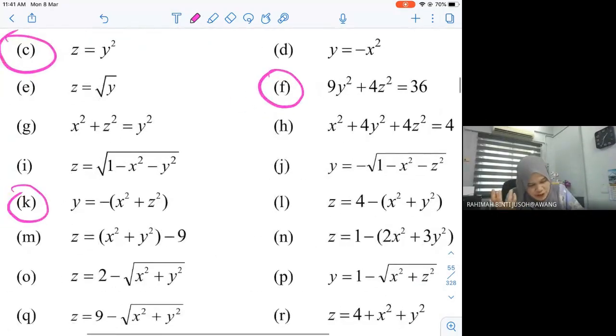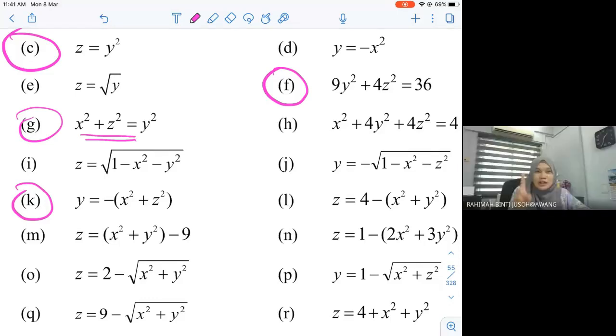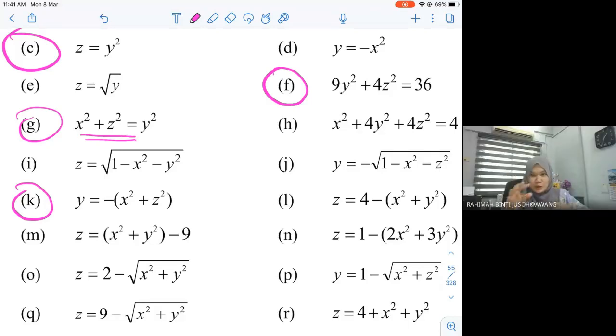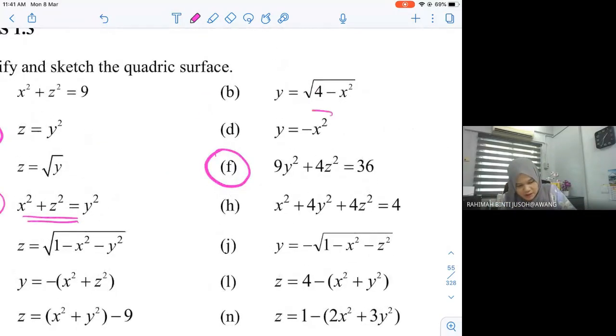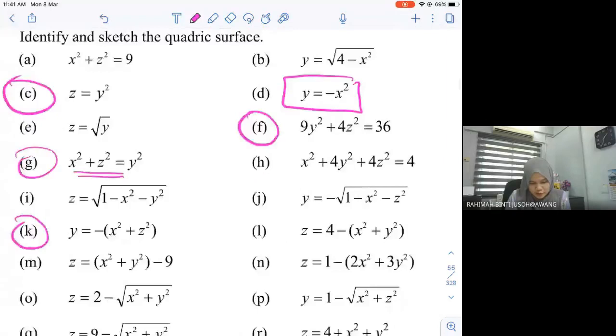How about this? Question G. Cone. Yes, very good. Cones daripada paksi mana ni? Y. Y. Okay, good. Dia ada dua cones kan? Dua sides cones. Okay, good. How about D? Ni bentuk apa ni? Parabolic cylinder. Okay, good. Parabolic cylinder.